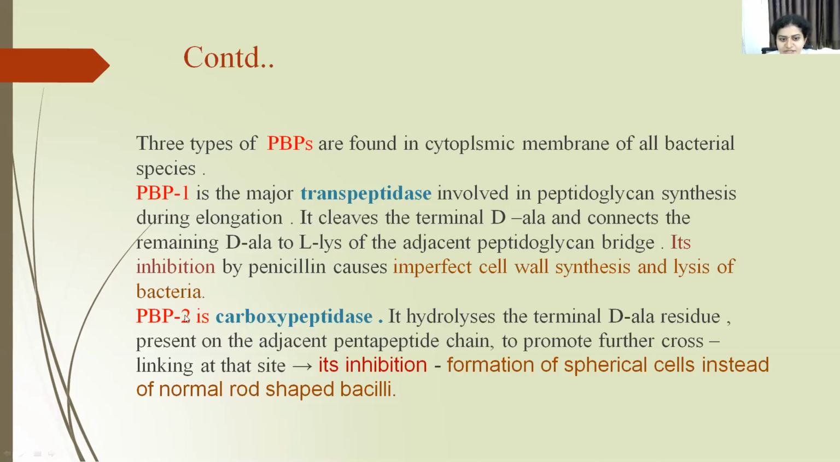Penicillin binding protein 2 is called a carboxypeptidase. It hydrolyzes the terminal D-alanine residue present on the adjacent pentapeptide chain to promote further cross-linking at that site. Penicillin causes inhibition of this process, and there will be formation of spherical cells instead of the normal rod-shaped bacilli. Usually the bacilli are of normal rod shape, but after this process gets inhibited by penicillin, there will be formation of spherical cells.